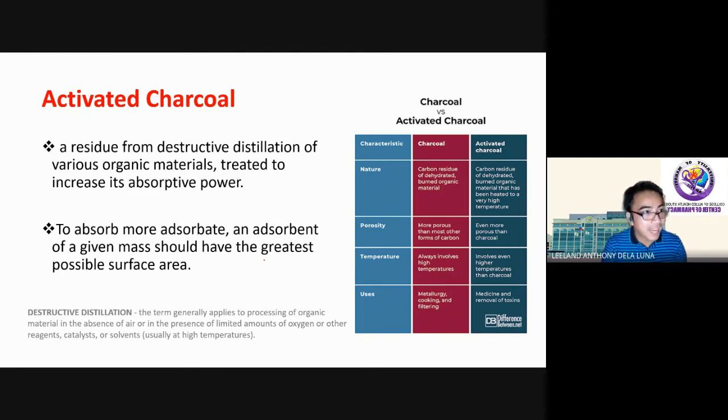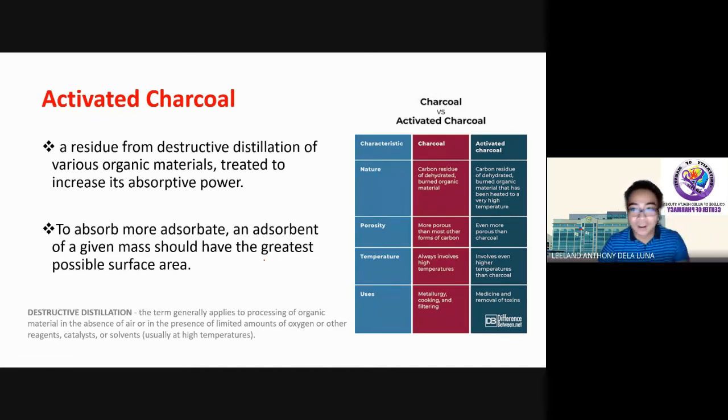Are we clear? So, kumbaga, it's a product of incomplete combustion. Kasi kung complete combustion yan, kailangan may presence of oxygen, right? Kasi pag may presence of oxygen, ang matitira sa'yo dyan is abo, the ash. Okay? Ash kasi is the product of complete combustion. If incomplete ang combustion, such as destructive distillation, what is left, class, is either soot or charcoal. Are we clear? Okay, so yun.